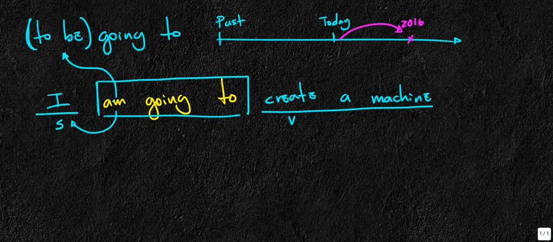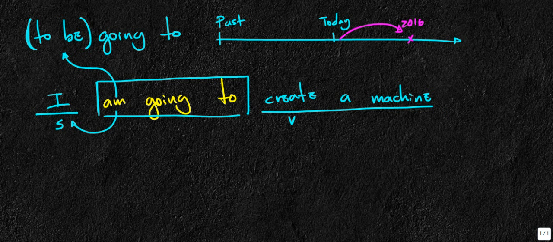Of course, the verb to be. The conjugation of the verb to be for I is going to be am. And I assume that everybody watching this video knows the conjugation of the verb to be. So for I is going to be am, for you is going to be are, he is, etc. So you say, I am going to create a machine.